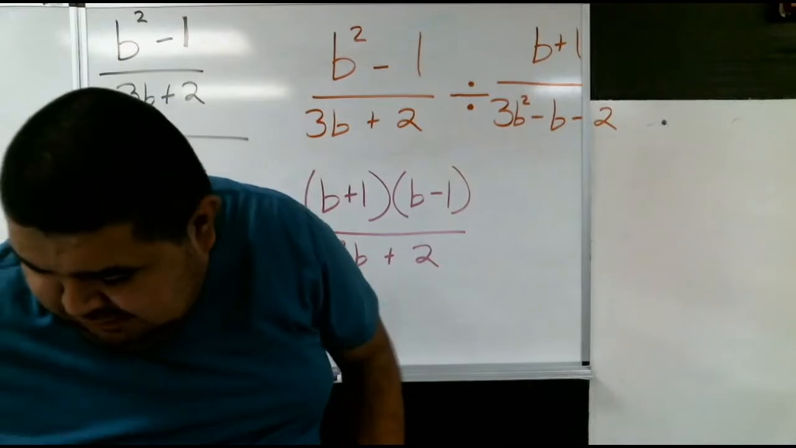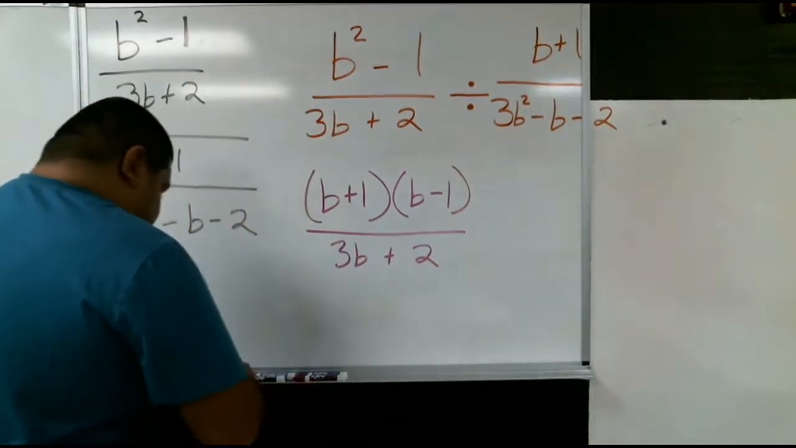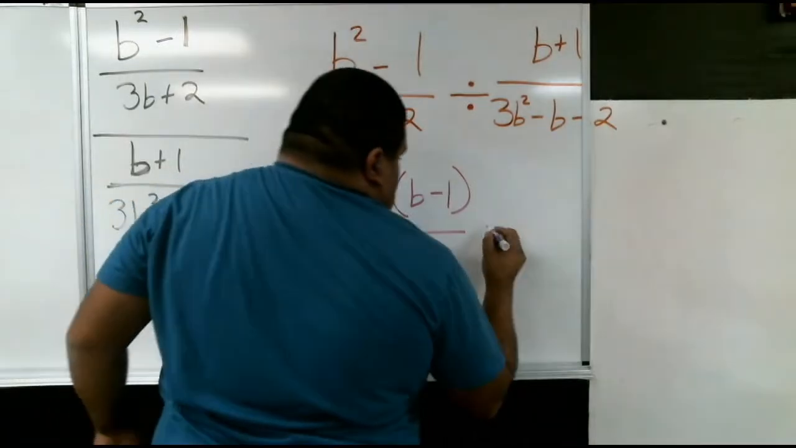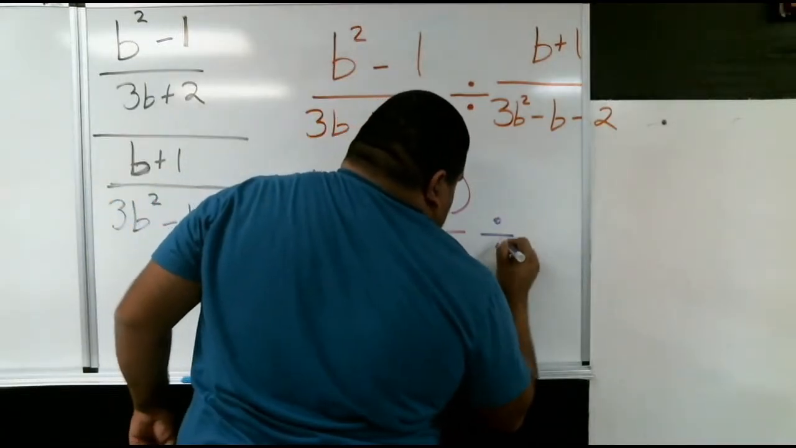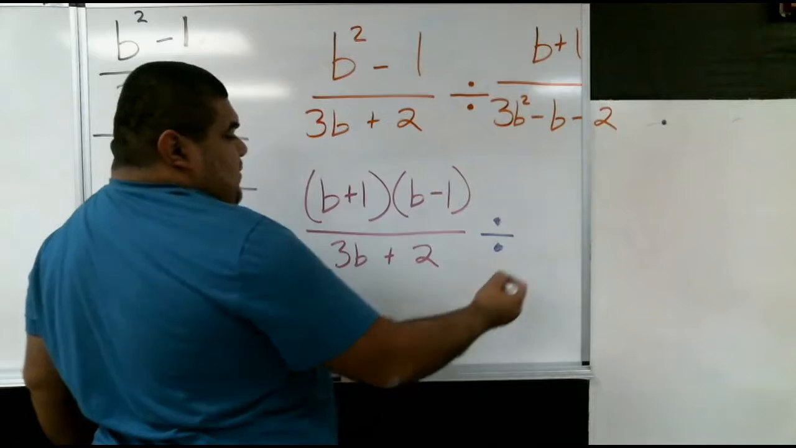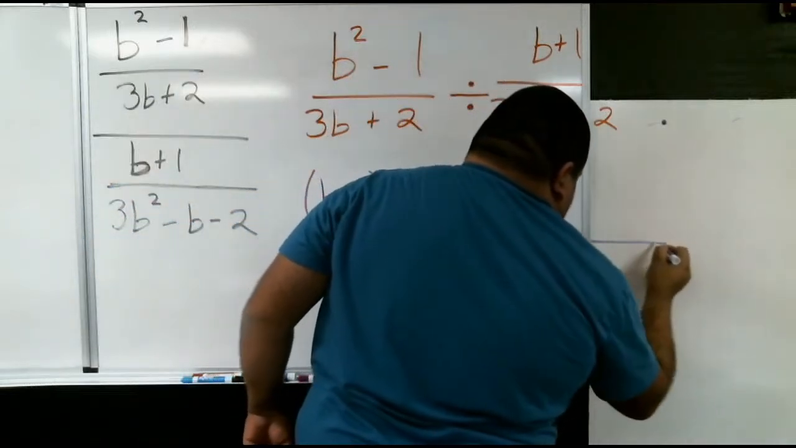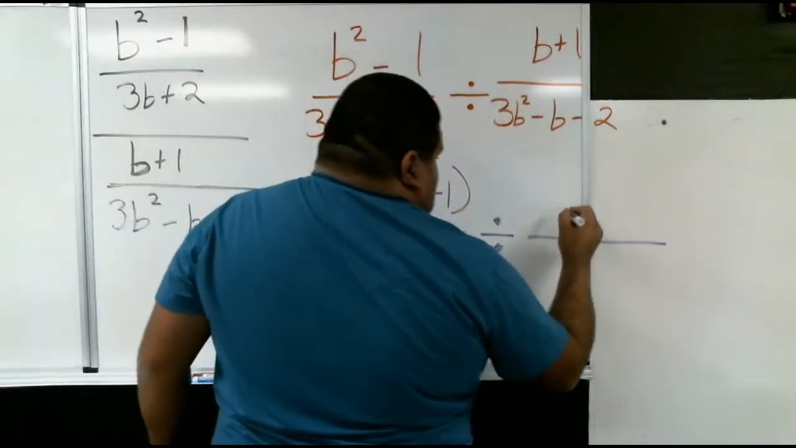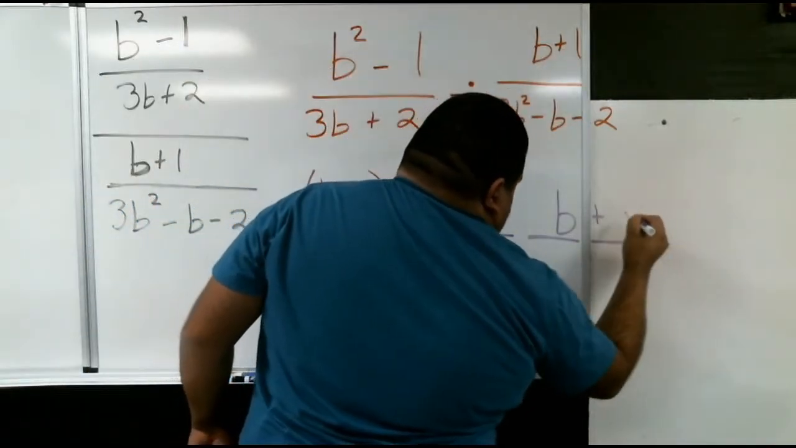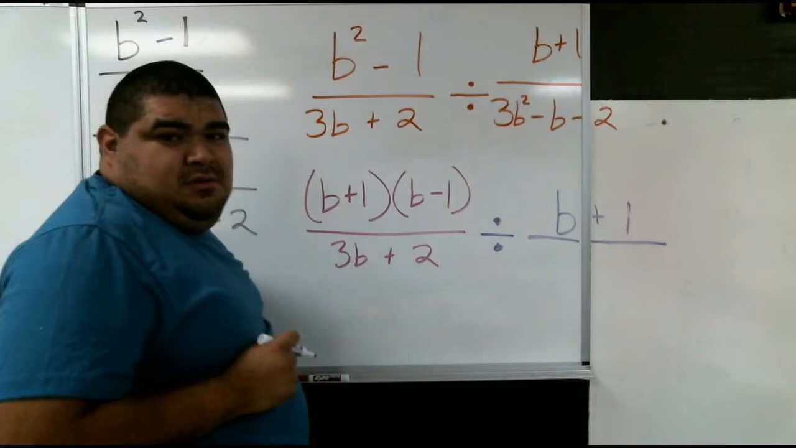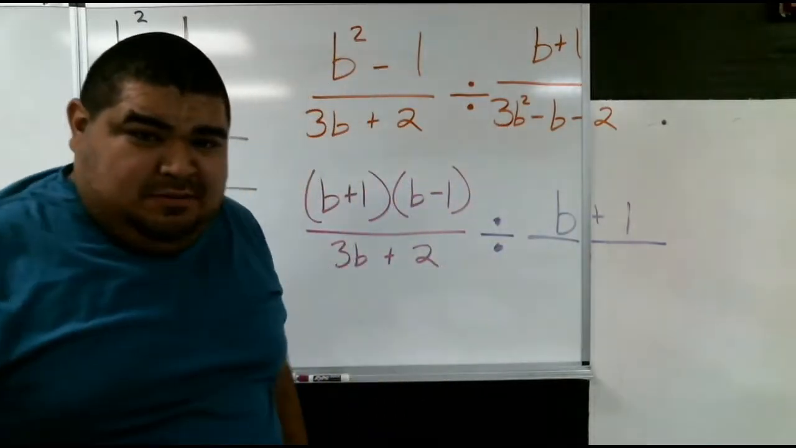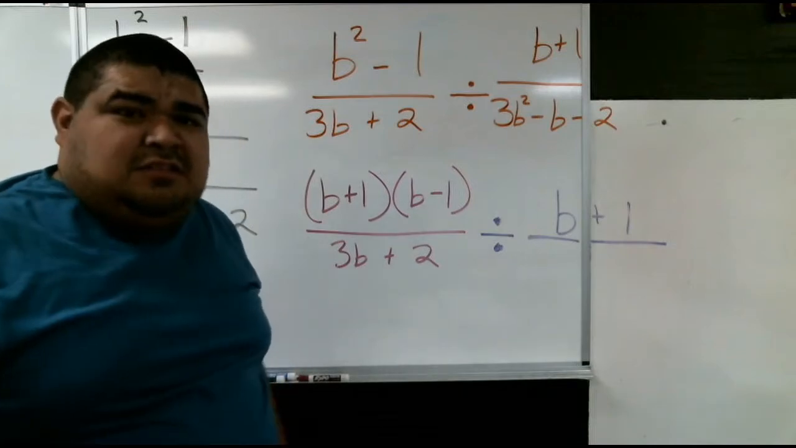Let's use purple. Divided by, and then we have our line. B plus 1 stays as it is, b plus 1. The bottom can be broken down. You might ask yourself how.